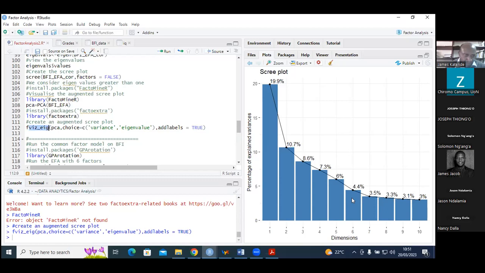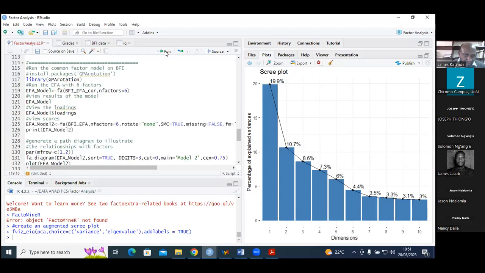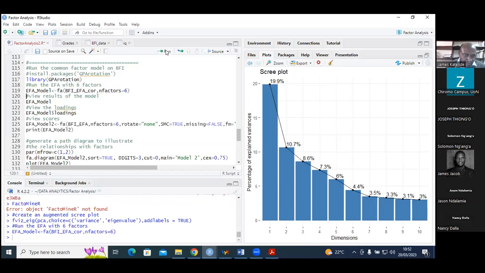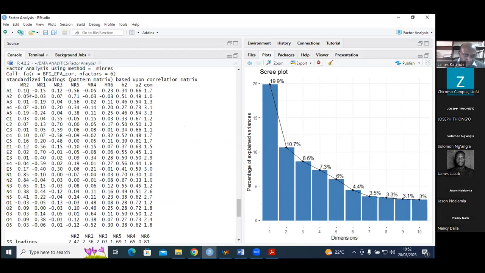Now we can run the factor analysis model at the next line. If you run the factor analysis model on the correlation matrix, and then get the results of the model, it has a lot of output, so maybe you can try to run through it. The model also gives scores for each of the variables. So you can give a score based on the model for each of the variables.